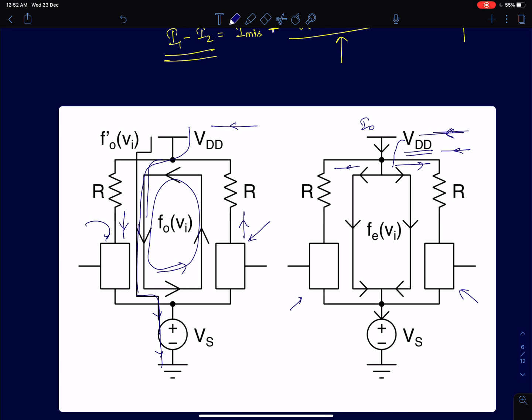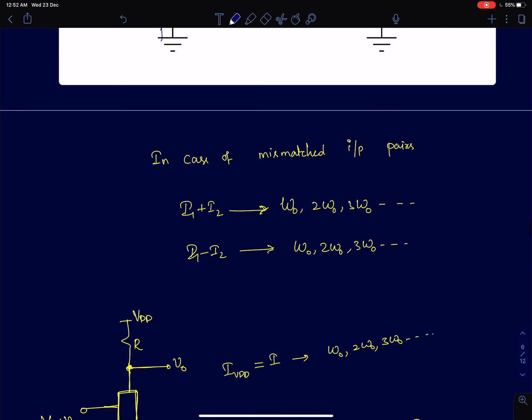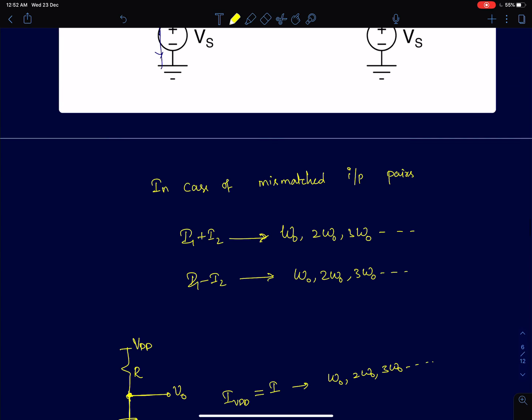So this is what happens in a voltage biased amplifier. In case of mismatch, the differential current and the common mode current, or rather the current drawn from the supply, both will contain all the harmonics. Of course, the harmonic values are going to be lower. For example, in a differential current, the even harmonic terms are definitely going to be much lower. Similarly, in the current drawn from the supply, the common mode current, the odd harmonic current values are going to be smaller, and that's determined by the mismatch between the input pairs.